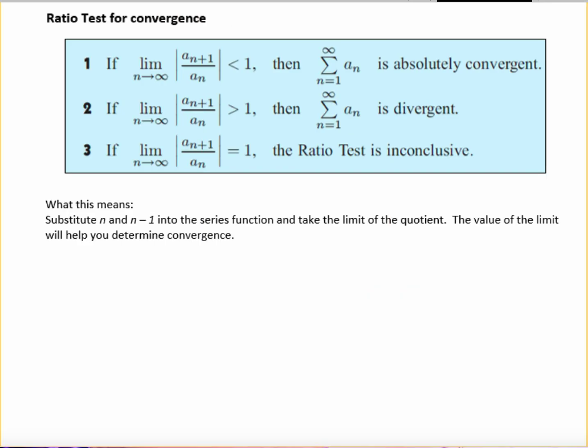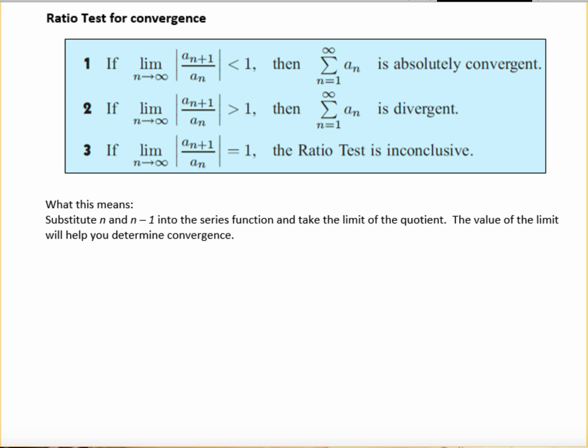Now let's go on to the ratio test. This is definitely my very favorite test for convergence. So what you're going to do is take the absolute value of a sub n plus 1 divided by a sub n, and calculate the limit as n goes to infinity. Now, if your result is less than 1, remember it's going to be positive because we're taking the absolute value, then your series is absolutely convergent.